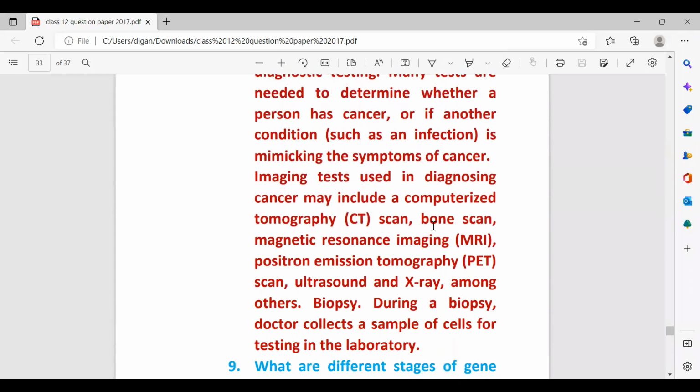Imaging tests used in diagnosing cancer may include the computerized tomography, means CT scan, and bone scan, magnetic resonance imaging, means MRI, then PET test, ultrasound, X-ray, among others. Biopsy. During a biopsy, the doctor collects a sample of cells for testing in the laboratory.